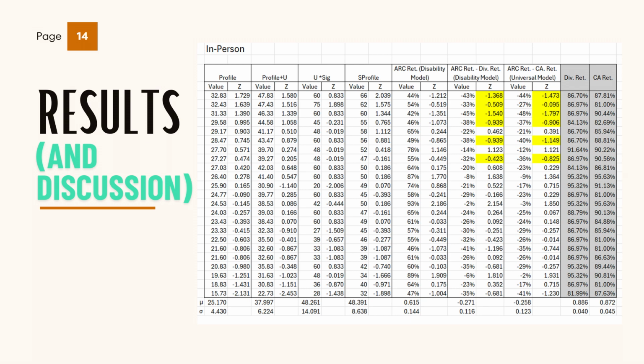Okay, and some more results and discussion about those results. Here's a data table of the scatter plot that I showed earlier, which is for in-person classes only. And it's sorted from the top, starting at 32. Max was out of a 35, and going down to 15 at the bottom. So higher profile scores on top, lower on the bottom. Now, going over to the other columns, there was the ARC retention rate, and then I also used a division retention rate and another rate from the state.